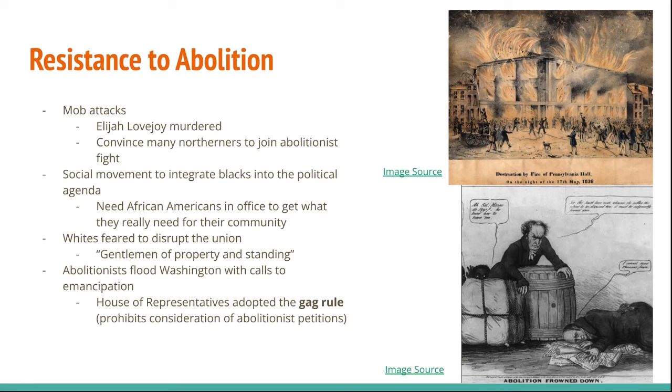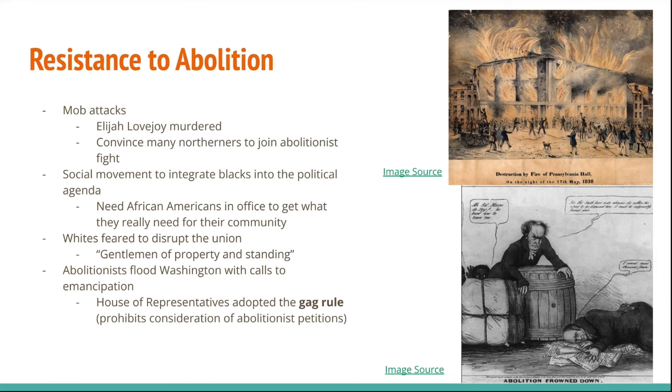As a response to the growth of abolitionist support, mob attacks became frequent, further convincing Northerners to support the movement. As the efforts continued to grow, more people petitioned to get African American representation in government offices. These new ideas scared many whites as they feared that the races could not peacefully coexist as equals. The novel Gentlemen of Property and Standing examines why the middle class would take to the streets in mob violence to vent their anger at anti-slavery meetings. In response to abolitionists storming Washington, the House adopted the gag rule, which prohibits any consideration of abolitionist petitions.